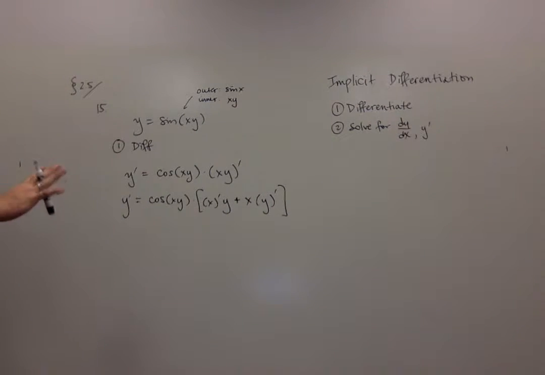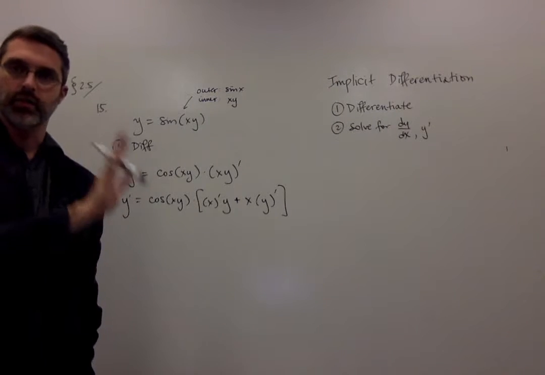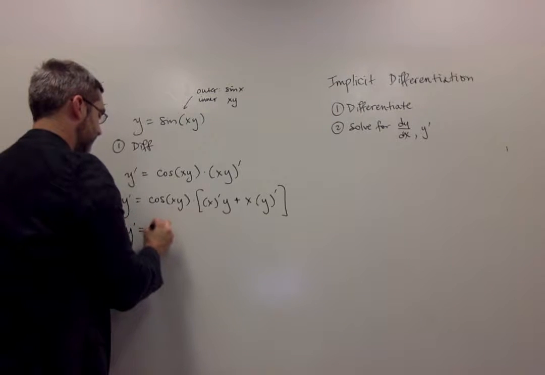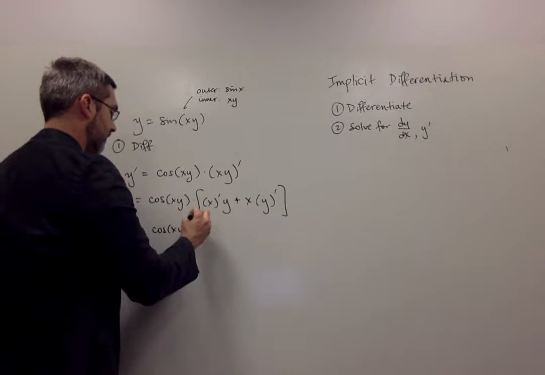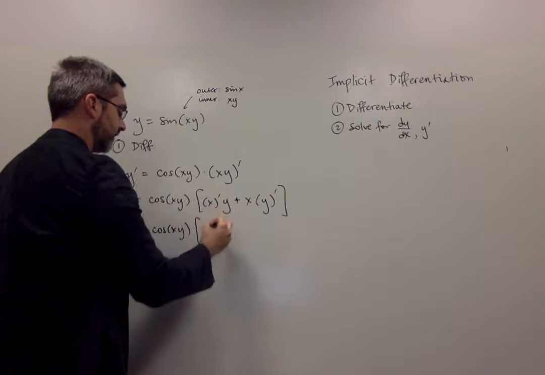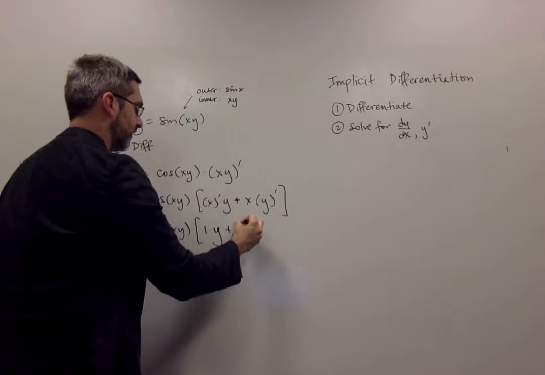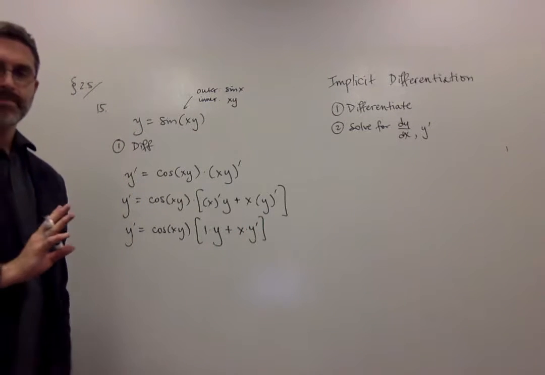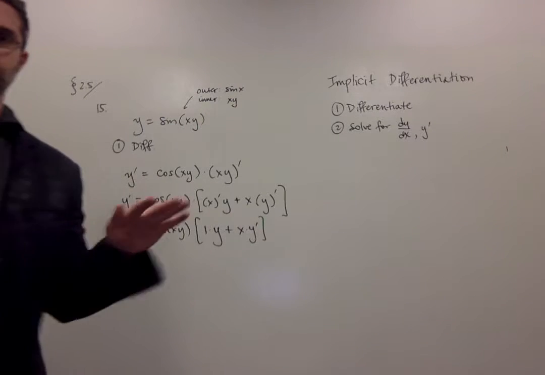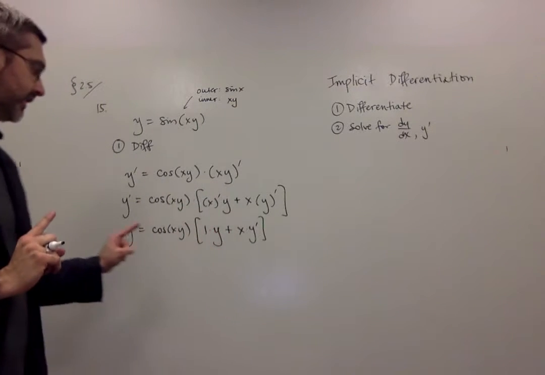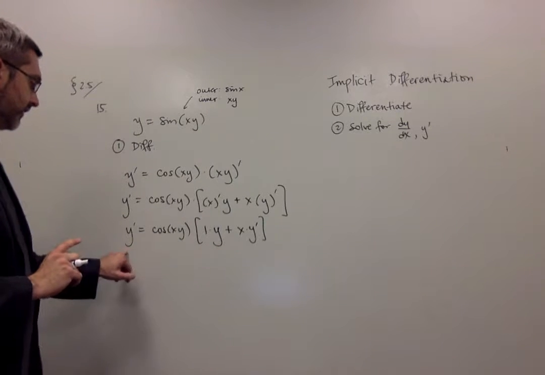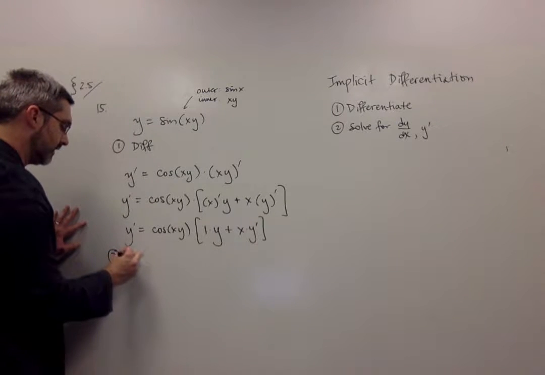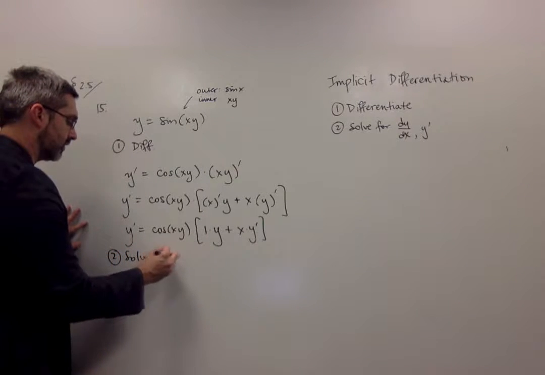Okay, you may feel comfortable enough now that you can do that all in one step, and that's fine. If we're going to take another step here, I've got cosine of xy times derivative of x is 1, derivative of y is y prime. Okay. So first step done. All of the calculus is done here now. So I've differentiated everything. The only derivatives that are left are the actual ones that I want to solve for. So the second step that I take is now I need to solve for y prime.